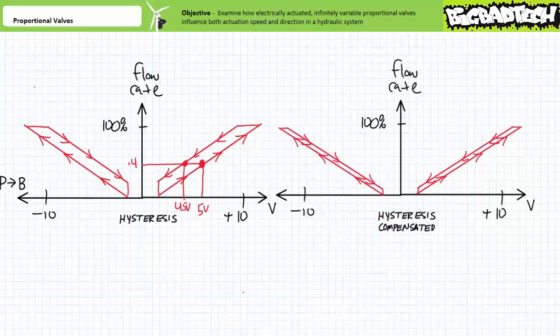The flow rate through a proportional valve properly compensating for hysteresis as a function of applied voltage would look like this. The deadband would still exist, however, flow rate as voltage ramps up is a little bit more equal to flow rate as applied voltage ramps down.